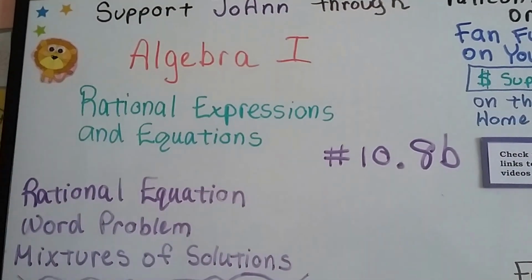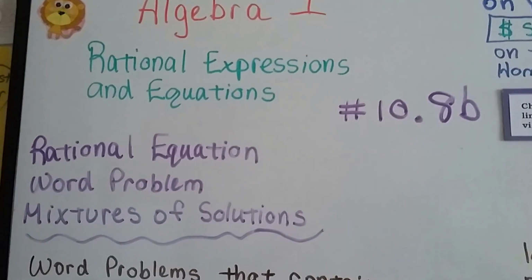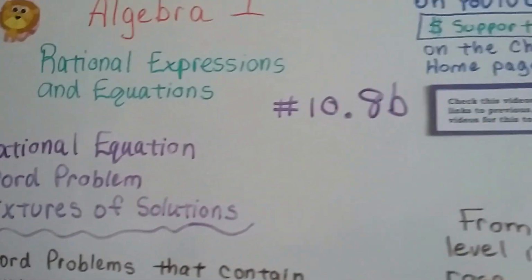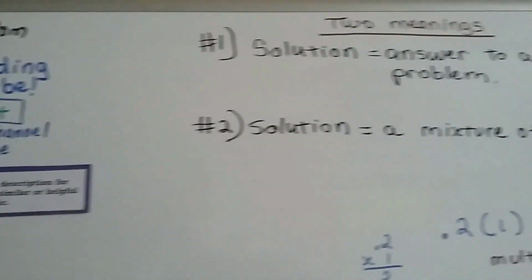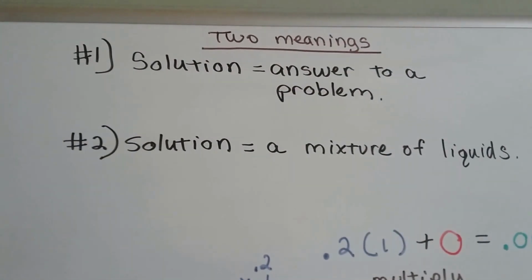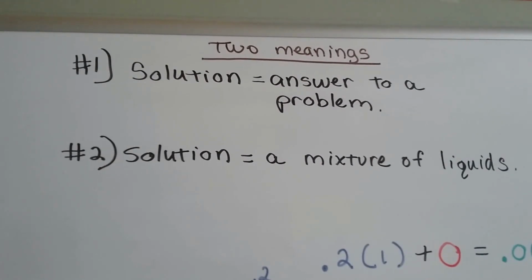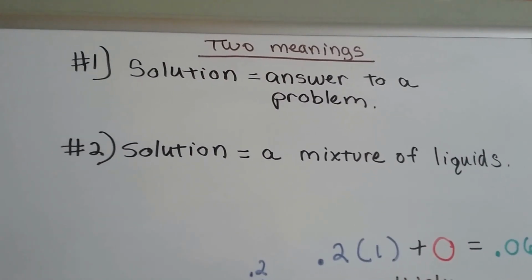Algebra I 10.8b, Rational Equation Word Problem, Mixture of Solutions. So I want you to remember that a solution can be the answer to a problem. We can find the solution to a problem, but a solution can also be a mixture of liquids. So there's two meanings.